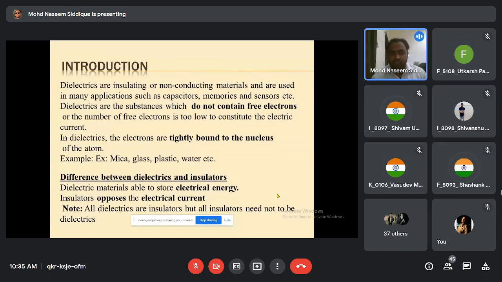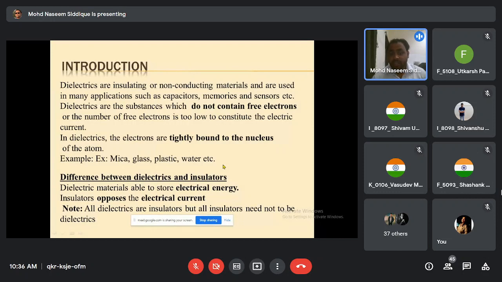So that's why finally we can say in the dielectric, the electrons are totally bound to the nucleus of the atom. But another question arises in our mind, what is the bounding? How are the electrons bound with the nucleus? As we know, the nucleus has the positive charge and the electron has the negative charge. There must be a coulombic interaction between the electron and the nucleus. The best examples of the dielectric are mica, glass, plastic, water. Water is the best example of the dielectric, and we will discuss it later in the next slide, etc.